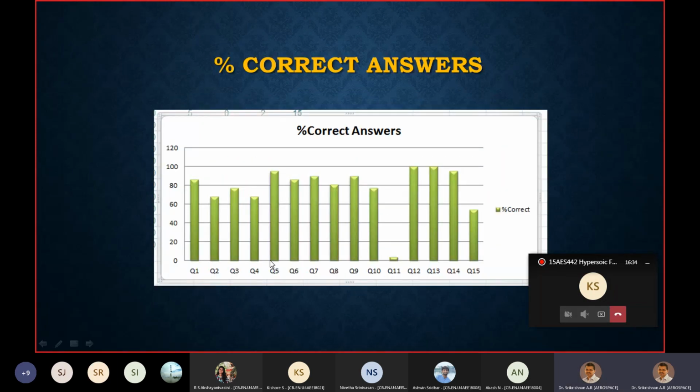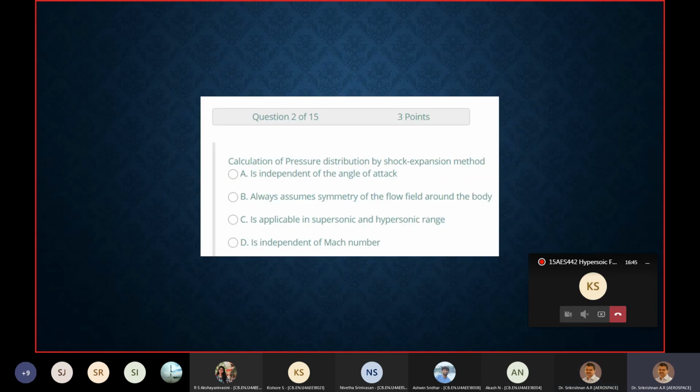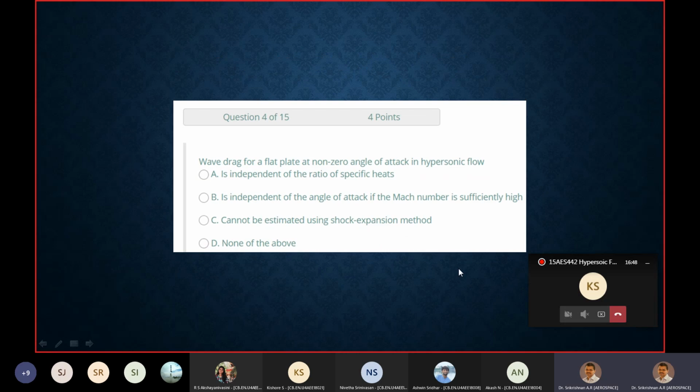Fourth one. How was that? Q4. 60 and above. Yeah, I think similar to Q2. Just above 60, maybe 65 or close to 70 or something. Anyway, which one was it? 4? Wave drag, again related to wave drag. For a flat plate at non-zero angle of attack in hypersonic flow, is it independent of the ratio of specific heats? That is anyway ruled out because all those calculations for pressure and change in pressure, whether it is expansion or compression, they all invariably have gamma. So nothing is independent of the ratio of specific heats.